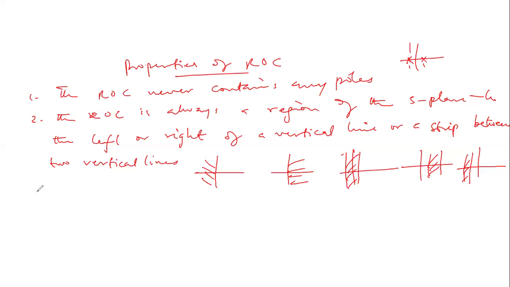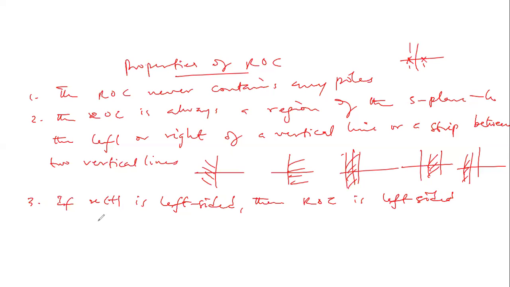Now, another property is that if s of t is left-sided, then the region of convergence is also left-sided. So if, for instance, the signal is this way, so we know that the region of convergence is going to be left-sided.